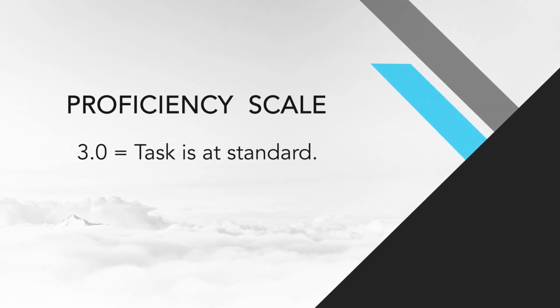3.0 on a proficiency scale means that that task or that question is at standard. Exactly what the standard says is exactly in that task. What does that mean? If the standard says the child has to add, subtract, multiply, and divide with fractions, then a 3.0 item has an A, a B, a C, and a D, where they have to add, subtract, multiply, and divide with fractions. They're doing everything that the standard says. That's a 3.0 item. Nothing above, nothing below.